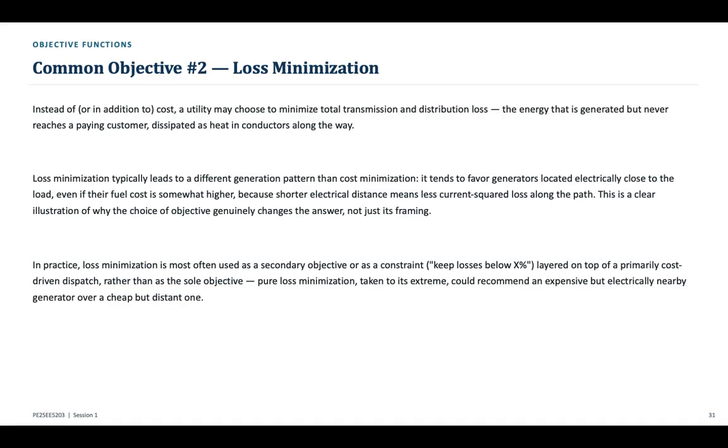Second one is loss minimization. This is completely technical, right? Instead of cost, a utility may choose to minimize the total transmission and distribution losses. In turn, that will feed into the cost optimization or cost improvement.